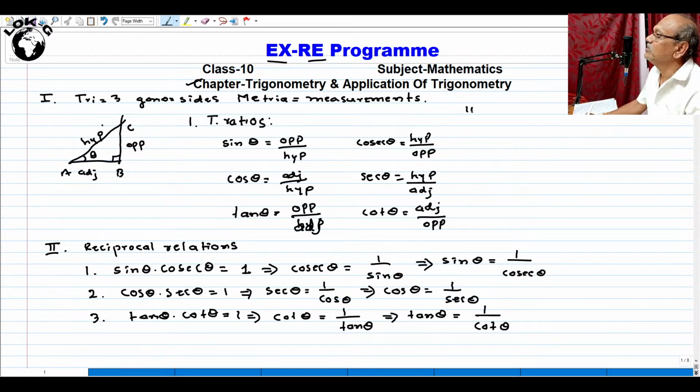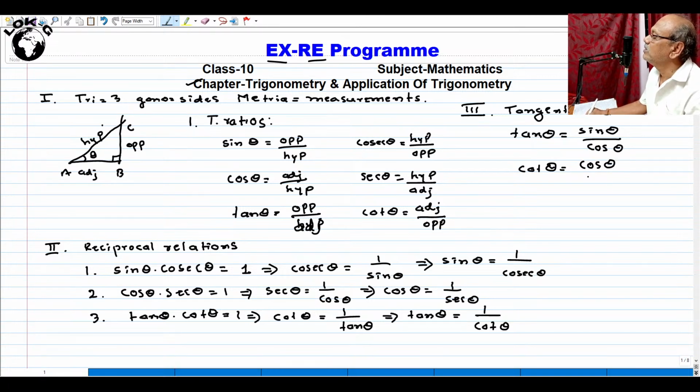And the third set of relations that we can study is tangent relations. What are tangent relations? Tan theta can be written as sine theta upon cos theta. Similarly, cot theta can be written as cos theta upon sine theta. These are called tangent relations.